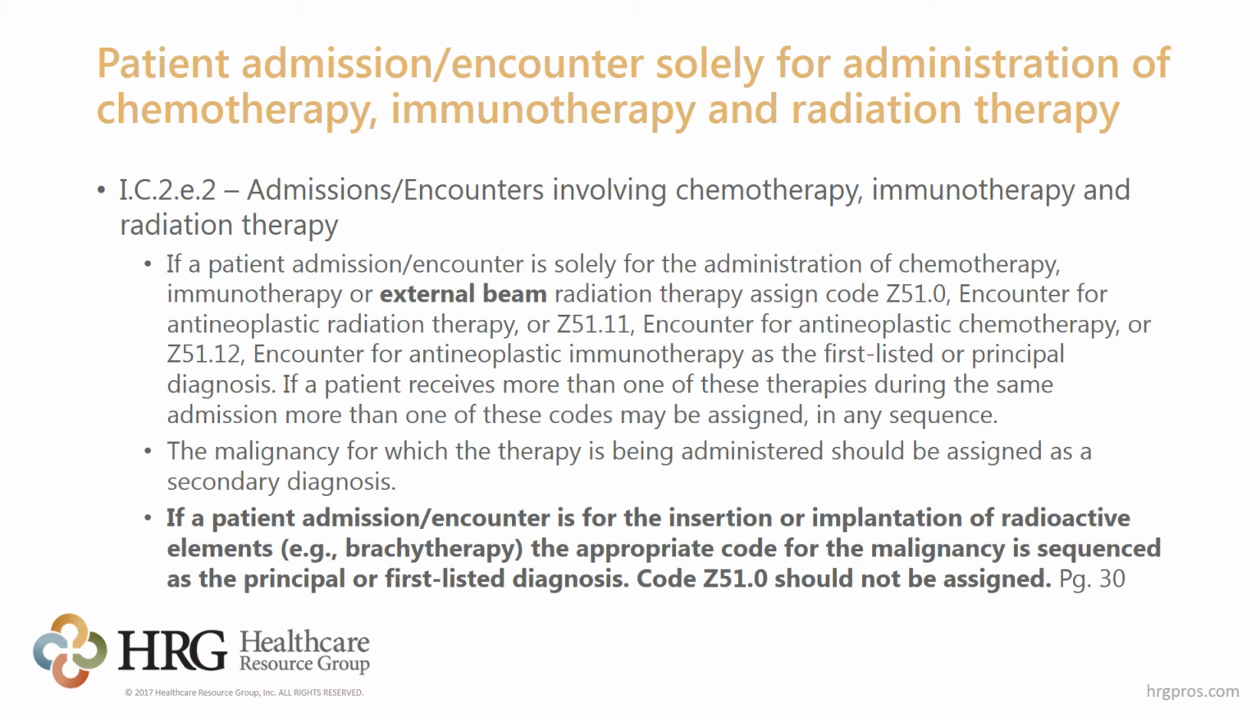The change found at section 1C2E2 is regarding patients that are admitted for chemotherapy, immunotherapy, and radiation therapy. Note they added external beam in this section as well. The important note here, though, is at the bottom of the slide: when the patient is admitted for brachytherapy, the code for malignancy should be sequenced first, and the Z51.0 code should not be assigned.